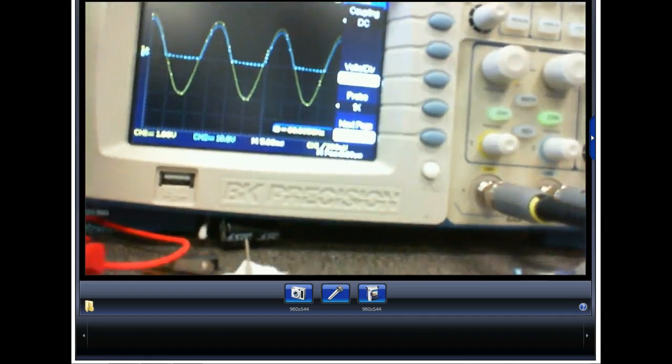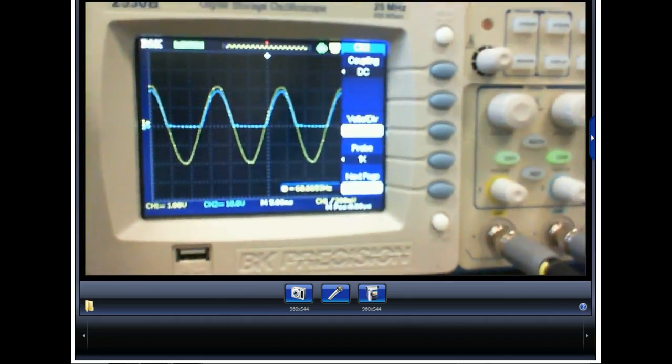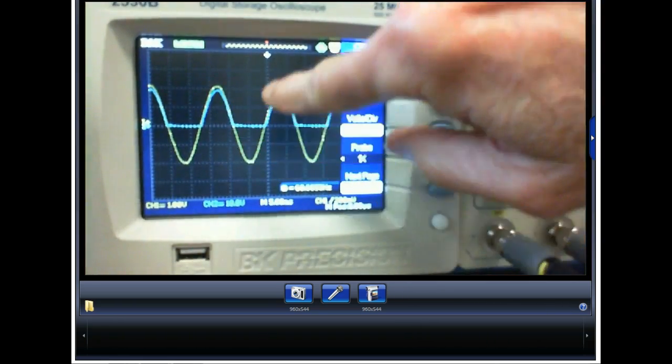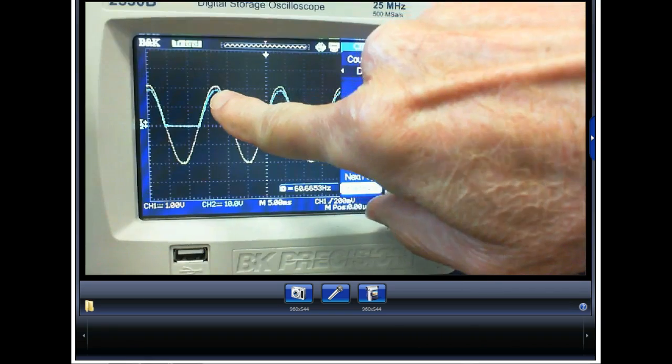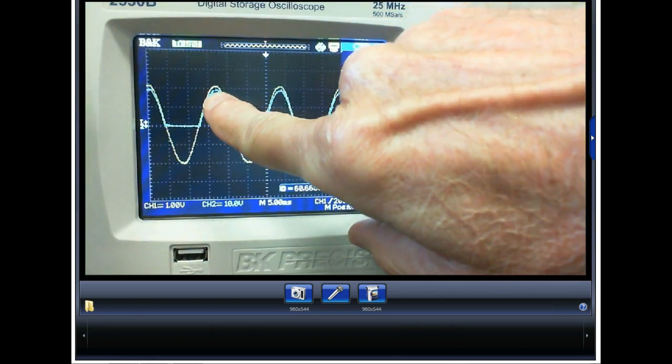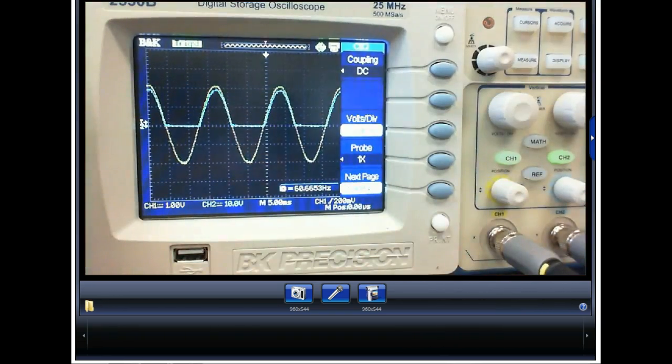So here's our yellow signal. Y'all can pick this up. Is the AC coming in? Channel the blue is DC coming out. And look, the output peak is slightly less than the input peak. Why is that?